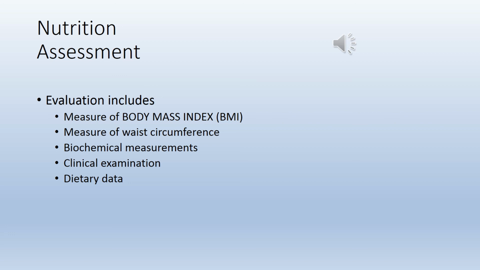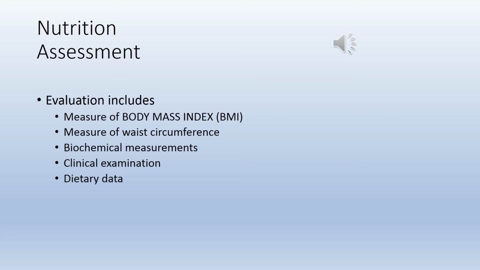However, evaluation of nutritional status includes the following methods: measurement of body mass index, or the BMI, waist circumference, biochemical assessment, clinical examination findings, and dietary data.